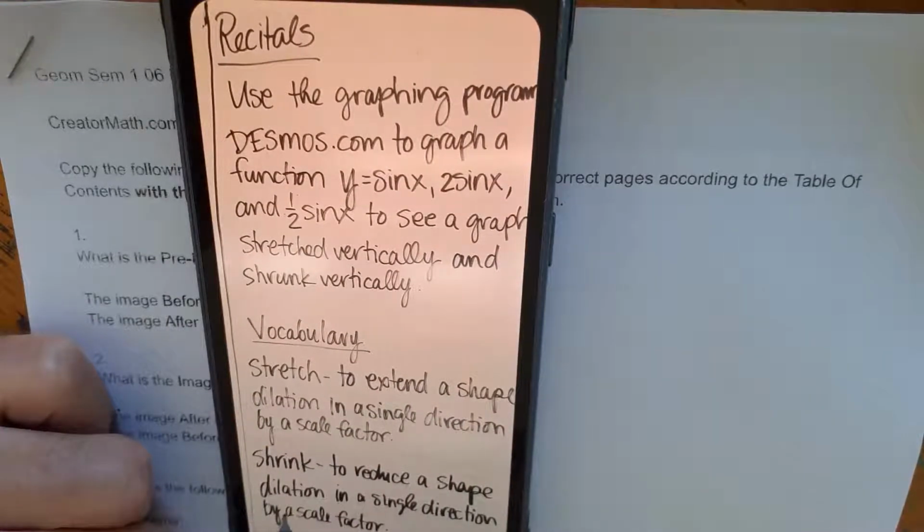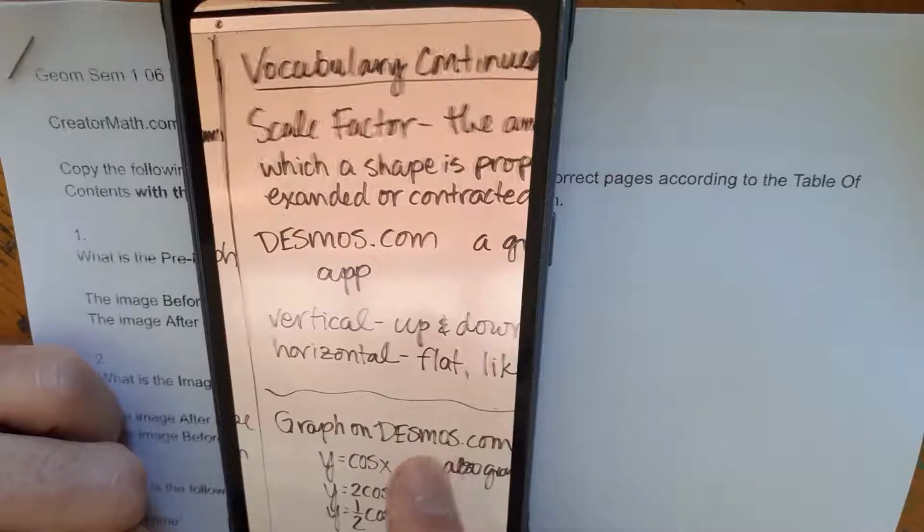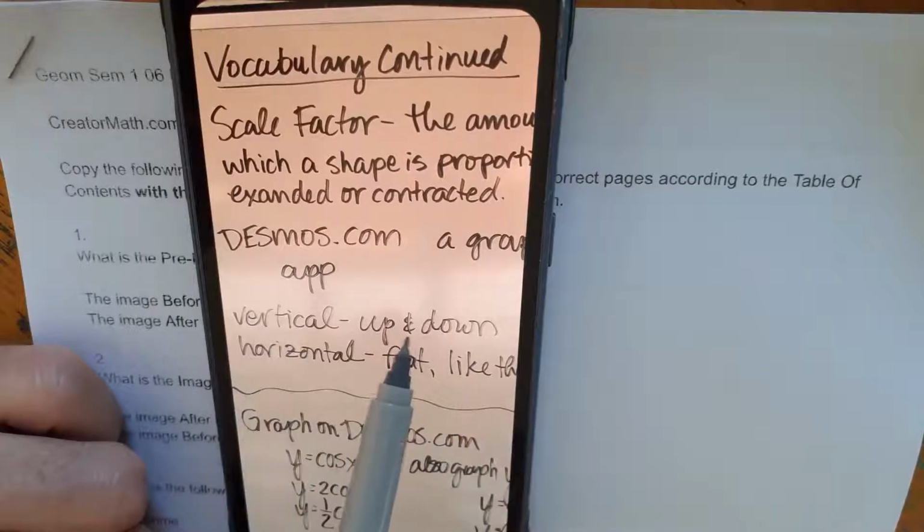So maybe you can think about that as we go through this. Shrink means to reduce a shape, dilation in a single direction by a scale factor, all right? There's some problems, I think, here for you to put, and vocabulary for you to put into your composition book. Just keep in mind horizontal is left to right, and vertical is up and down.